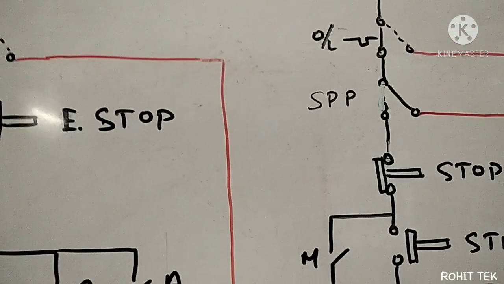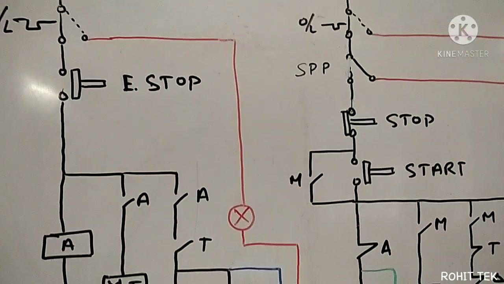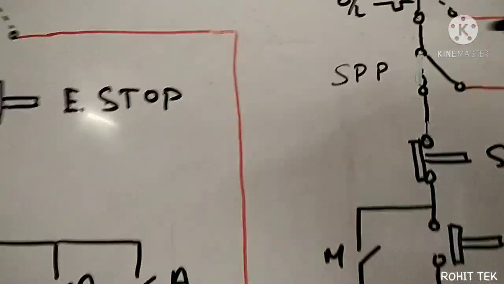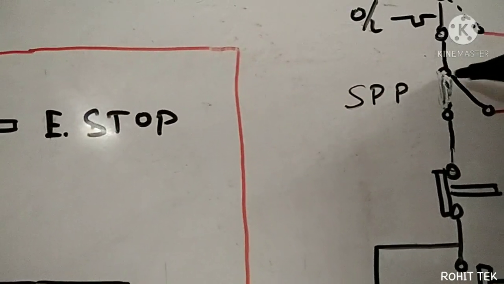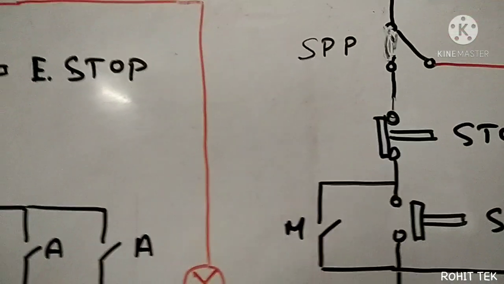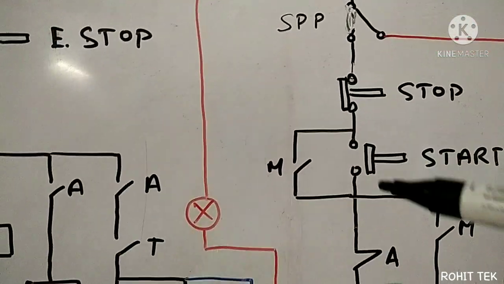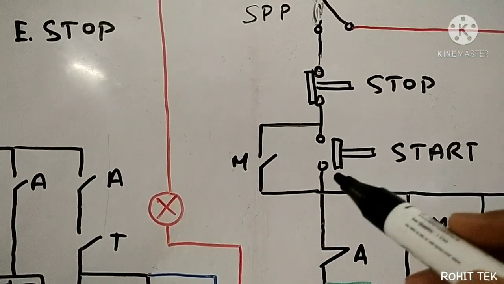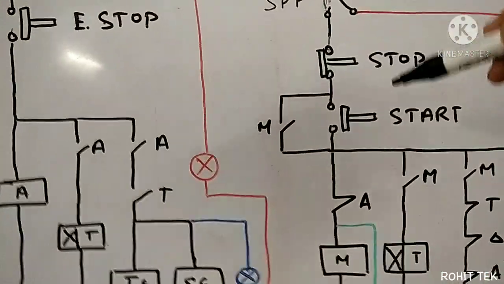Okay, wait, let me use a black marker. Okay, so the circuit is made. And then what I will do, so see what I've used.